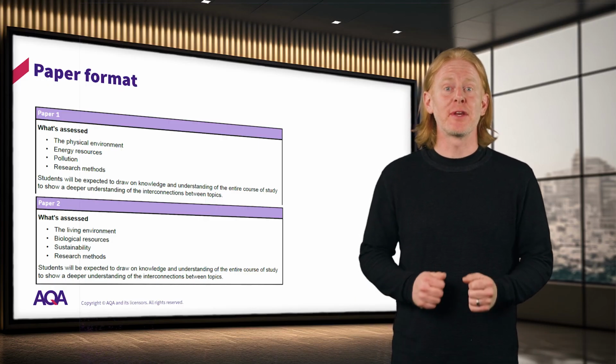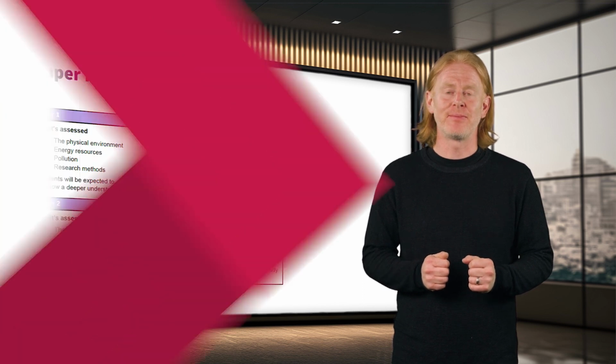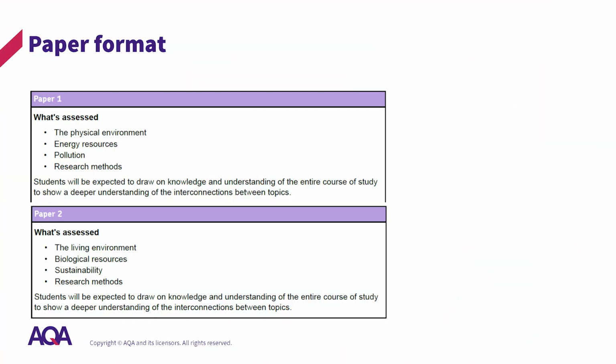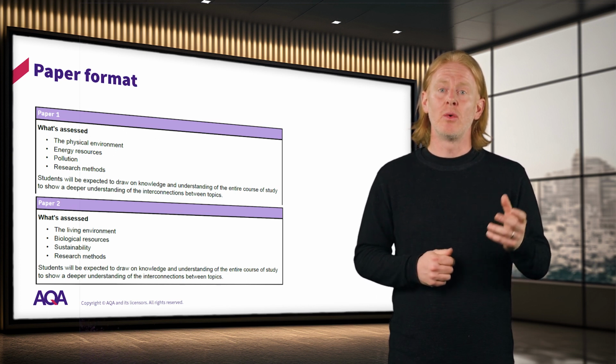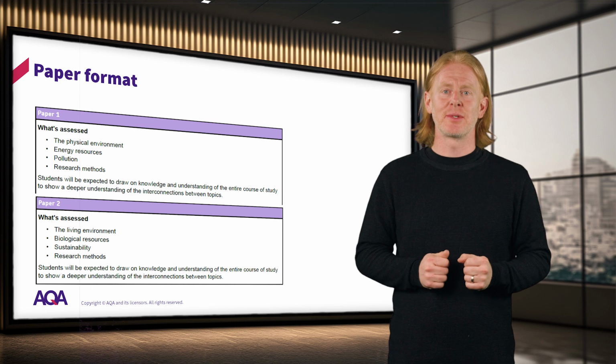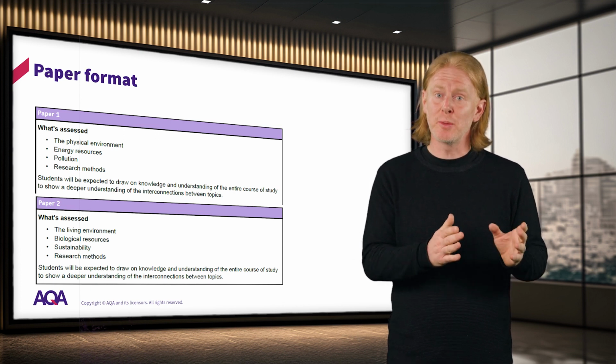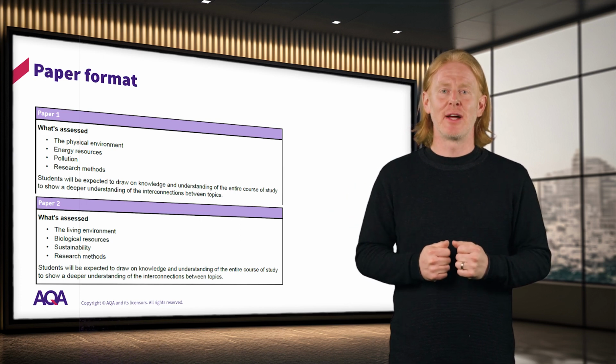First of all, let's remind ourselves of the format of the A-Level Environmental Science exam. We have two papers, Paper 1 and Paper 2, which both represent 50% of the A-Level exam. Each exam is 3 hours long and worth 120 marks. Paper 1 covers the physical environment, energy resource, and pollution, while Paper 2 covers the living environment, the biological resource, such as agriculture and fishing, and sustainability. Both exams include questions on research methods, which include practical skills and mathematical skills. Both papers are comprised of multiple choice, short answer, and extended writing questions.